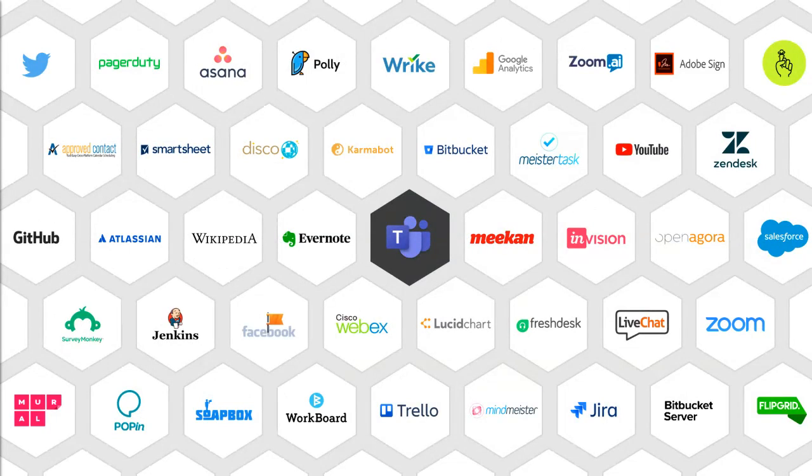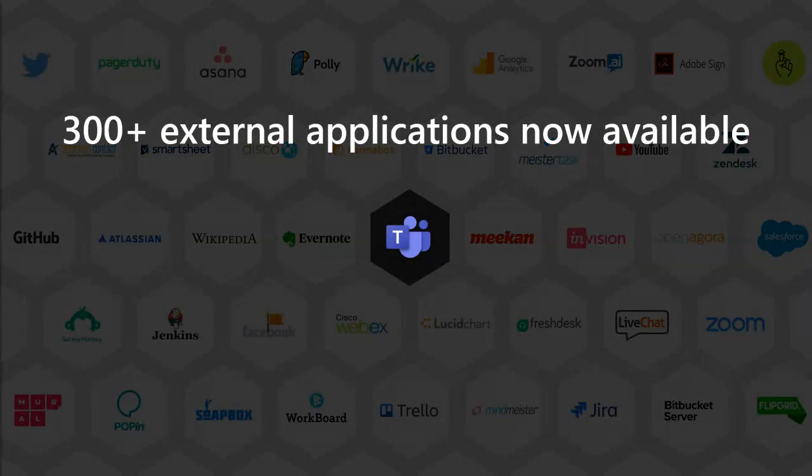So today there are hundreds of applications you can use within Teams. I'm pretty sure it's more than 300. I think it's up to 500. It just seems to grow. Every time I blink, there's another one. But it really is about making Teams more efficient for the way you work.